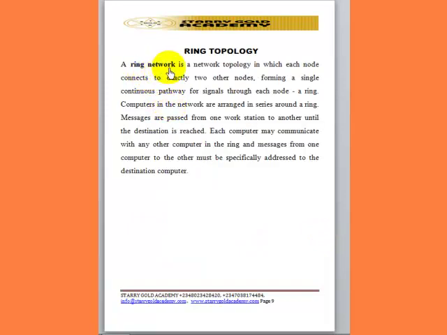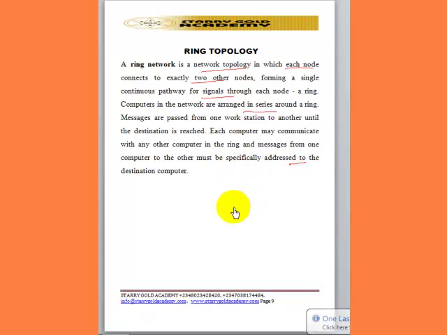Ring topology. A ring topology is a network topology in which each node connects to exactly 2 other nodes, forming a single continuous pathway for signals or data through each node, which will eventually form a ring. So computers in the network are arranged in series around a ring. Messages are passed from one workstation to another until the destination is reached. Each computer may communicate with any other computer in the ring, and messages from one computer to the other must be specifically addressed to the destination computer.